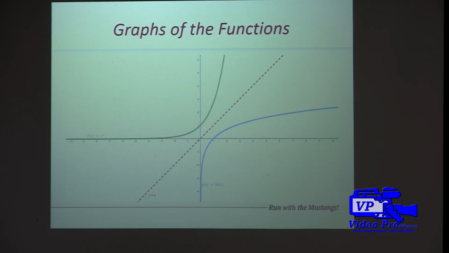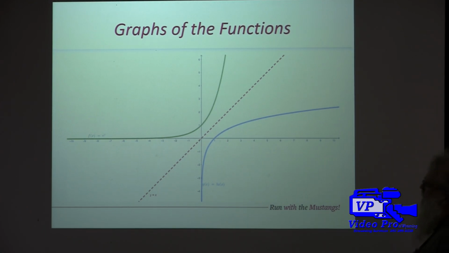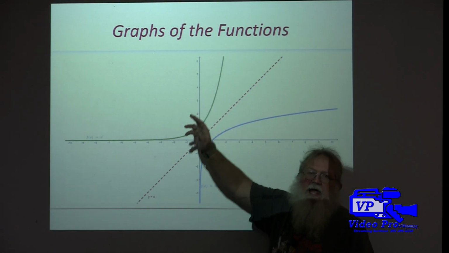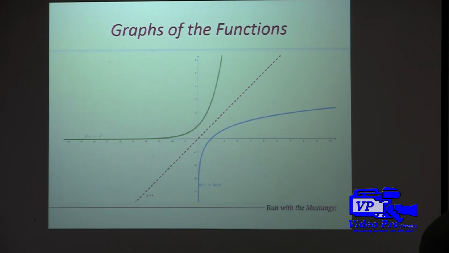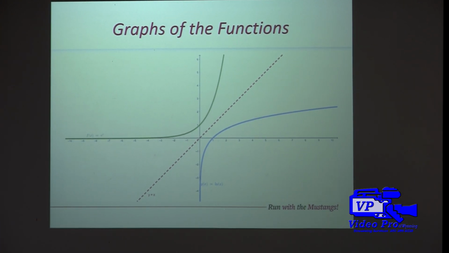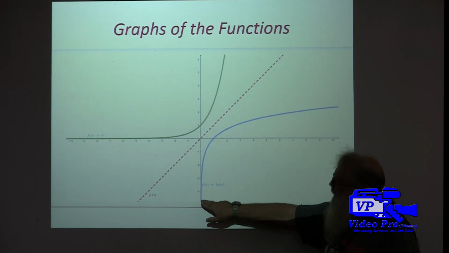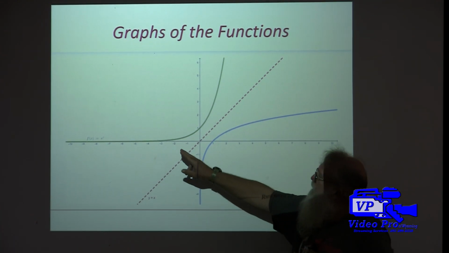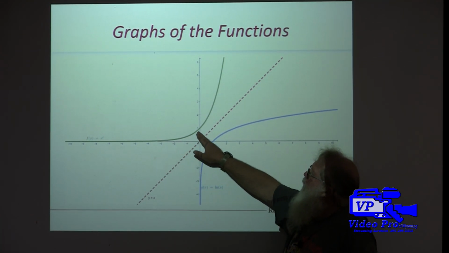Here's the graph of e to the x. If you notice, that has rapid growth, and that's the model that we use for exponential growth. And then here's the graph of ln of x, and I want you to notice it's the inverse function, and this is an increasing function. As x gets bigger, the y gets bigger.